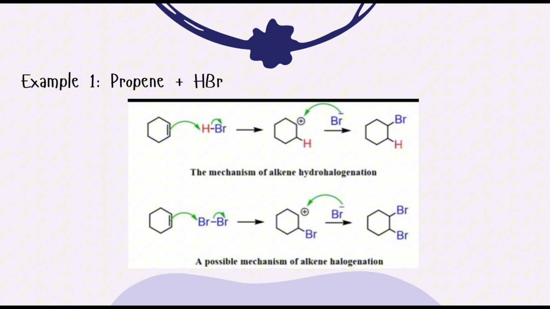So in addition, the reaction of propene plus hydrogen bromide: propene reacts with hydrogen bromide to form 2-bromopropane as the major product. And the mechanism is, step 1, the double bond attacks the hydrogen from the hydrogen bromide, forming a carbocation on the more substituted carbon. Step 2, bromide attacks the carbocation, forming the product.